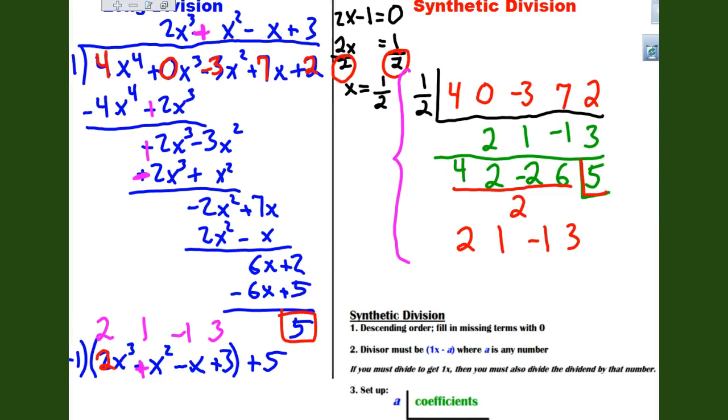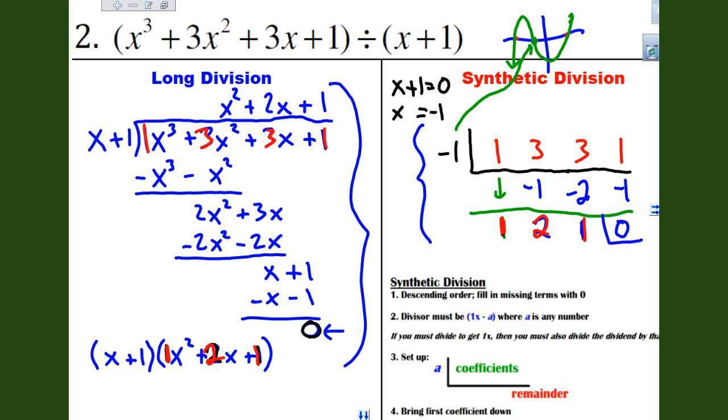One more thing, reminder, I did not divide the remainder by 2. So the remainder is always going to be the same, but the quotient here you have to divide by whatever you divided up here. So these will match. Okay.